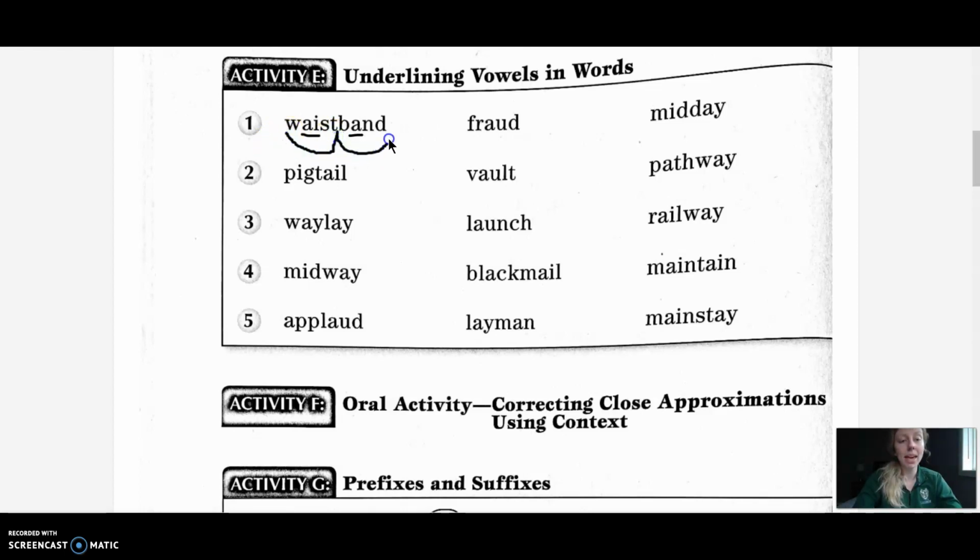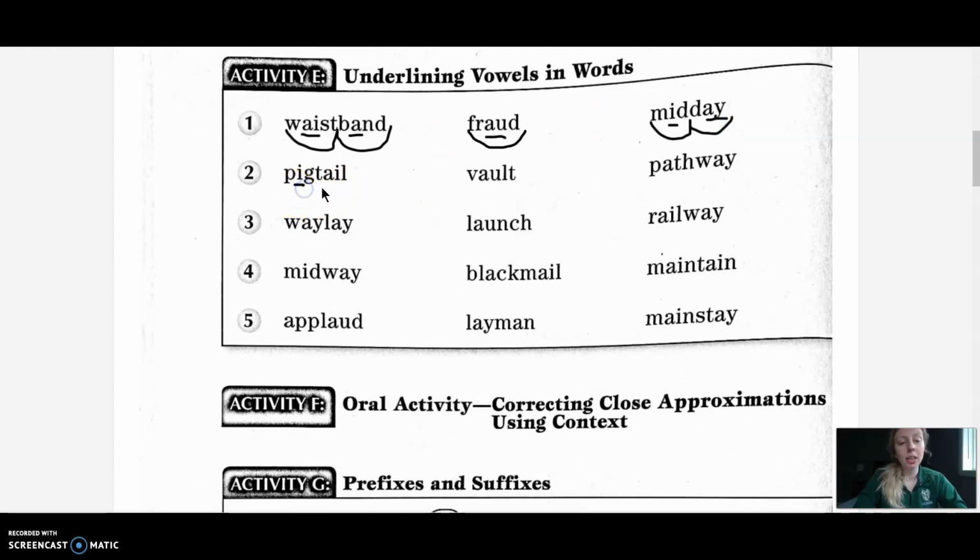Waist band, okay? Let's do the same thing over here. Here's a vowel combination right here. That means if there's only one vowel combination, how many word parts are there? Right, one. So this is fraud. Okay, let's do this one. Got a vowel here, vowel combination here. Two vowel combinations means, right, two word parts. So we have midday. Okay, I'm going to do one more.